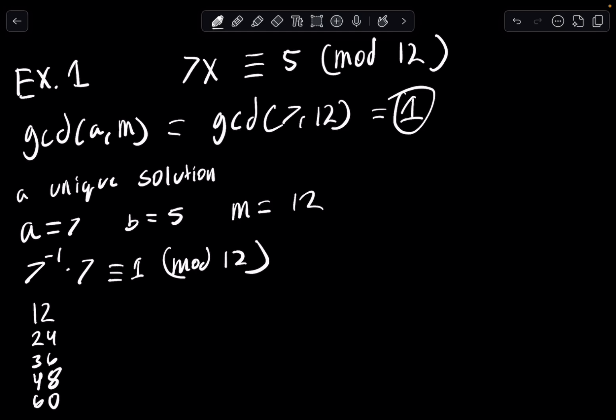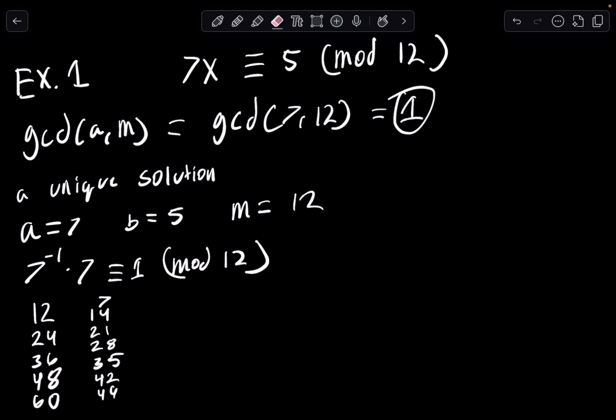Now let's start naming out some multiples of 7. We got 7, 14, 21, 28, 35, 42, 49, and yeah, that's good for now. Okay, now we just need to find one multiple of 7 that is 1 greater than a multiple of 12.